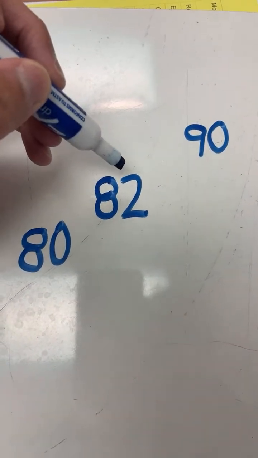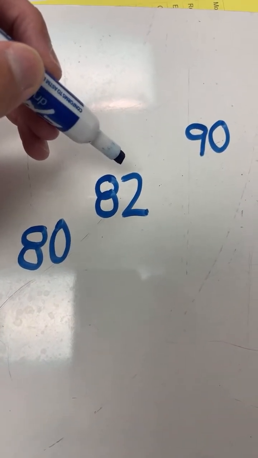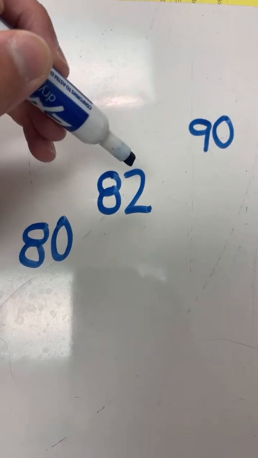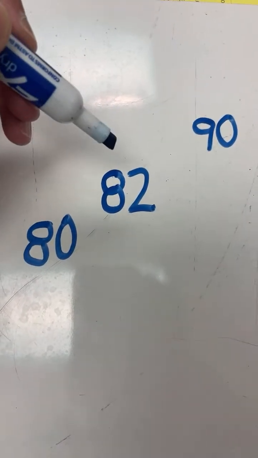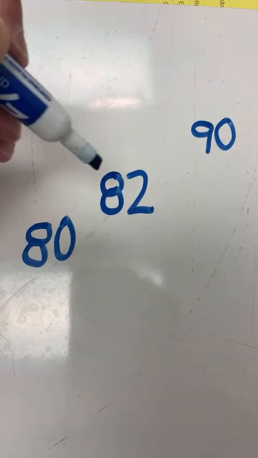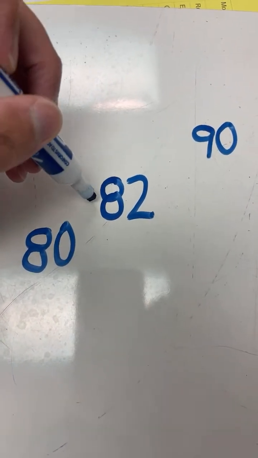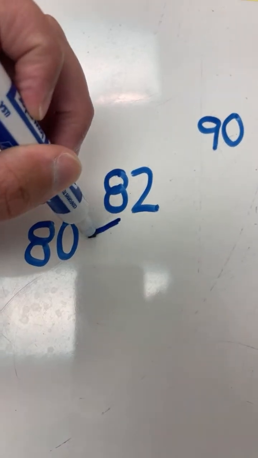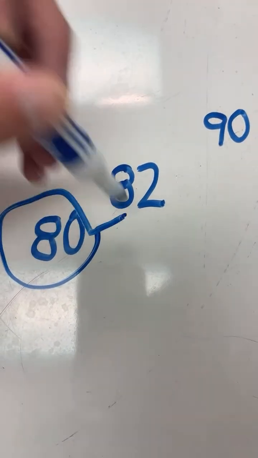So if we look at 82, the number in the ones place is a 2. 2 is less than 5, so we would round down. 80 is closer to 82 than 90 is. So rounding 82 to the nearest 10, we would round down to 80.